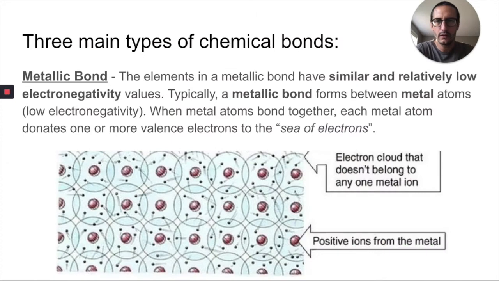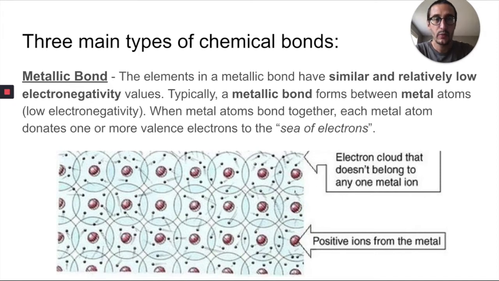And our third type of bond is a metallic bond. A metallic bond is when both atoms have similar and relatively low electronegativities. And usually, as the name would imply, a metallic bond forms between metal atoms. Metal atoms have low electronegativities.